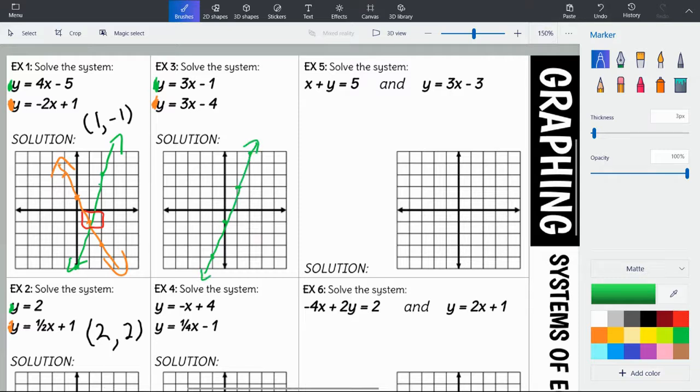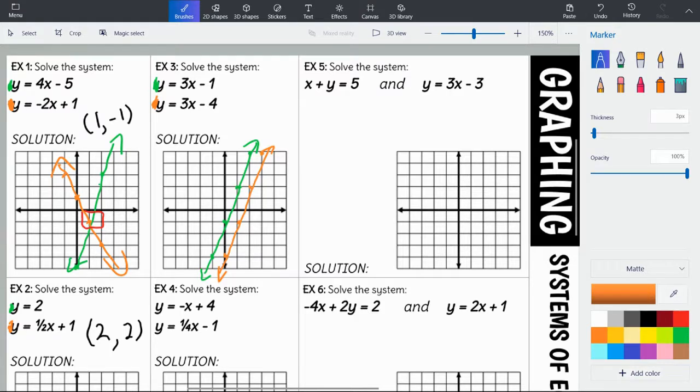I'm doing my best to draw some straight lines. This computer makes it way easier to draw things on. 3x minus 4 is our next one, for the orange. So we'll go down 4, then up 3 over 1, up 3 over 1, and up 3 over 1. It's a pretty straight line. I'm pretty proud of that one.